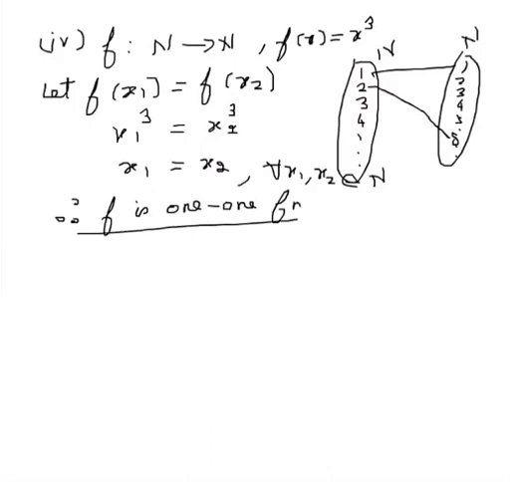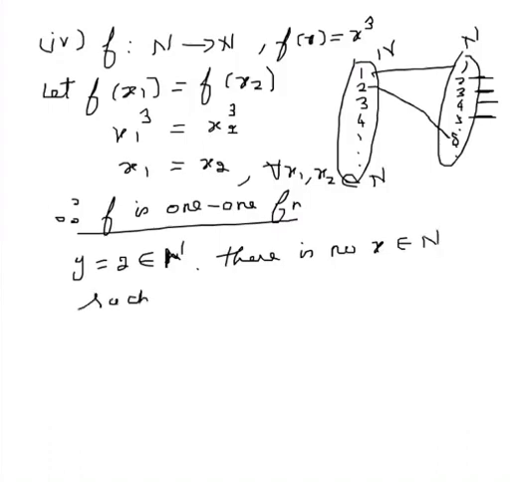Now let us check whether it is onto or not. For these elements, we don't have pre-images. So any one counter example will do. So let us take y is equal to 2 from the second set. There is no x belonging to the first set such that x cube is equal to 2. Therefore, f is not onto.